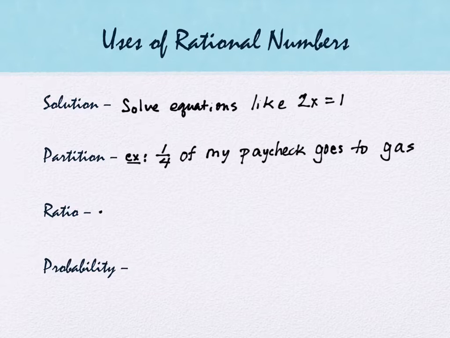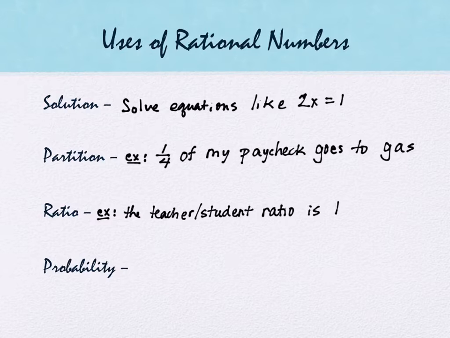Ratio is another one. We'll talk a lot about ratios. An example of this one, common to you, would be something like this. The teacher-student ratio is, and I'm going to write it in word form, is 1 to 8. There's another way we can write that with a colon rather, or we can write it in a fraction form. But a ratio is a type of rational number.